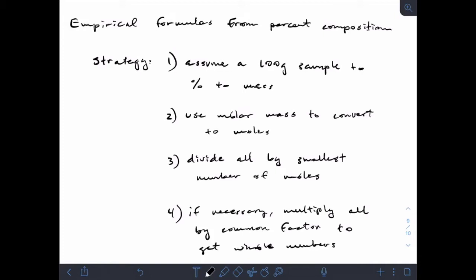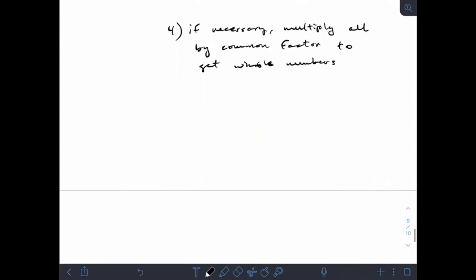Okay, so step 1, assume that you have a 100-gram sample to convert percent to mass. Step 2 is to use molar mass to convert each of them into moles. Step 3 is to divide all of them by the smallest number of moles. And if you don't have whole numbers for everything, you'll multiply by a common factor to get whole numbers. All right, so let's do an example.